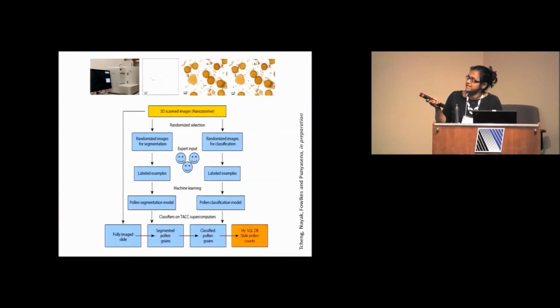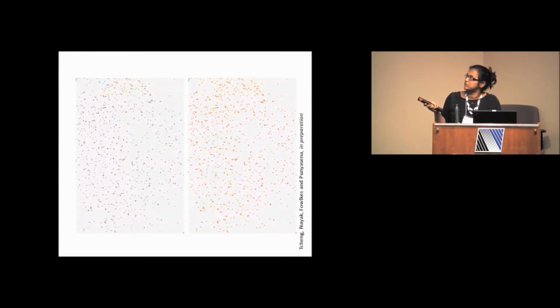Using some of these automated slides, I've been working with David Cheng in the Illinois Informatics Institute on creating ways of automating the segmentation, identifying what is pollen, not pollen, as well as classifying them. And so we're creating an automated pipeline. This is the high throughput side of my research, or pipe dream. And this is an example of what it looks like.